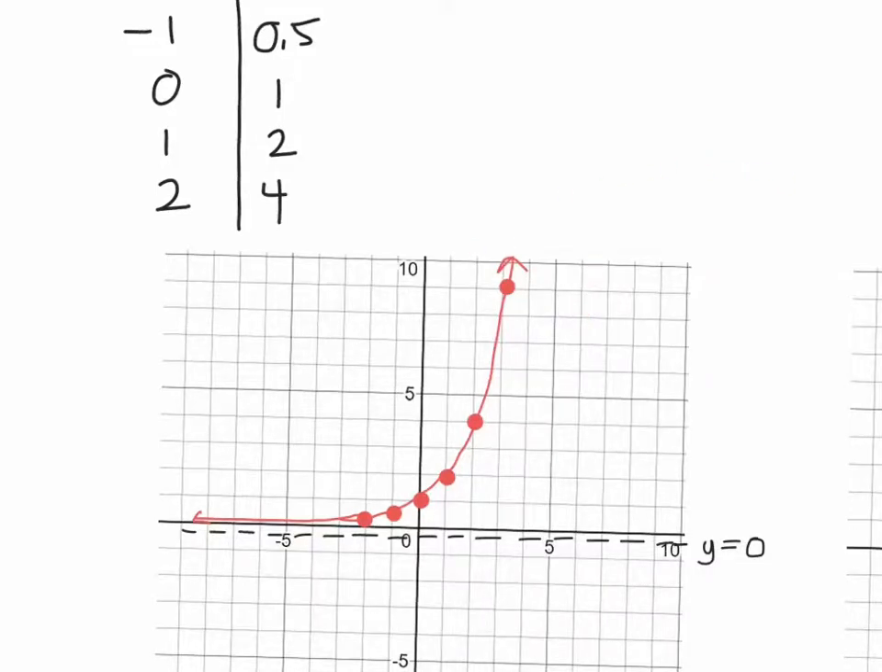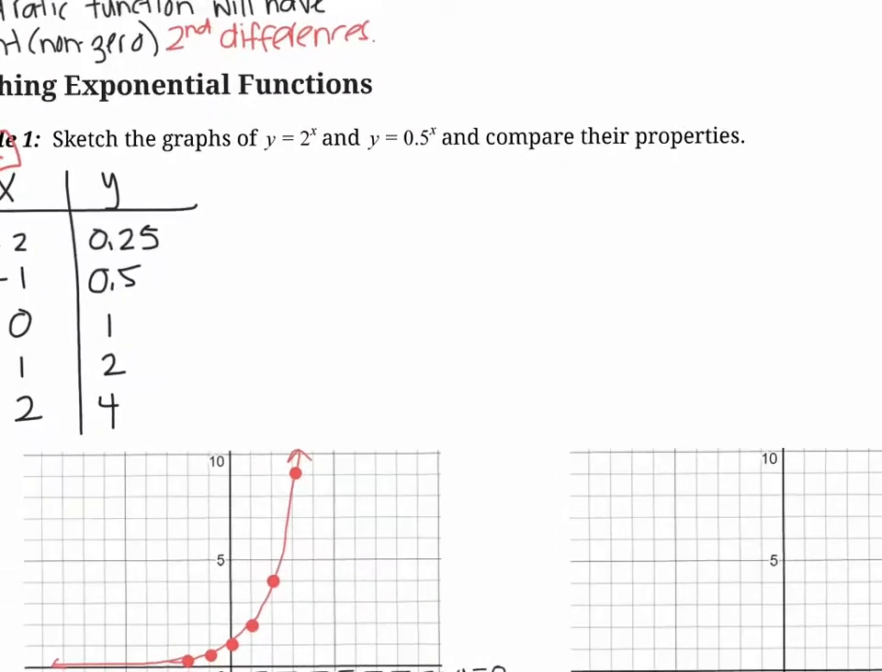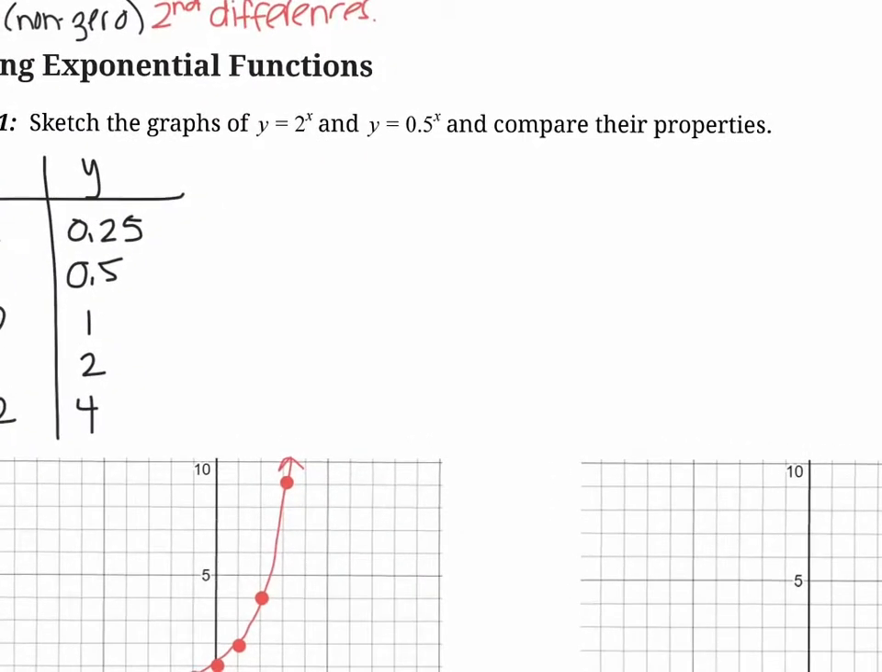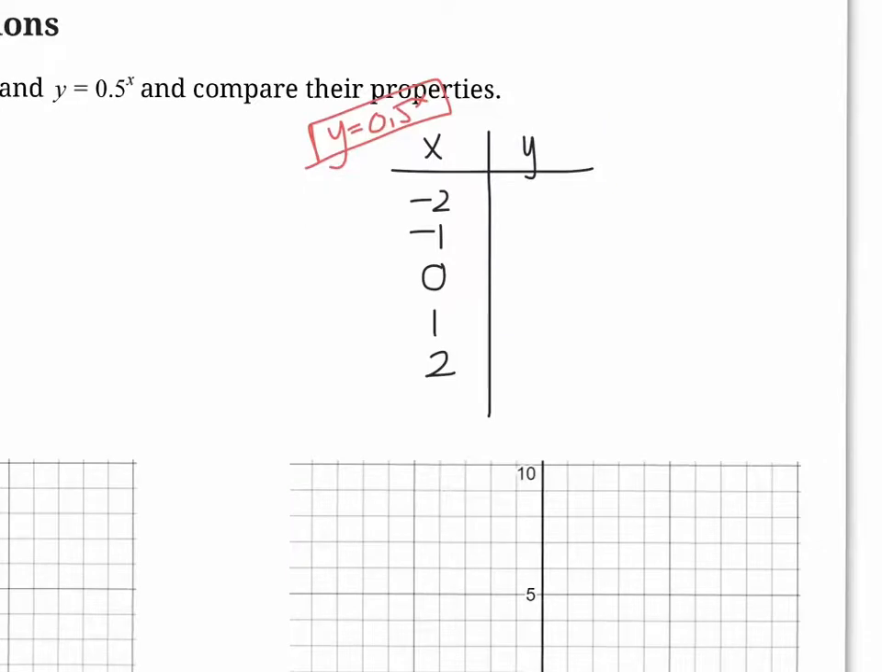How about an equation like this guy? y equals 0.5^x. So how will that graph differ? I'm going to start a t-table. We're going to plug in our x values and see what comes out for y. So I've set up our t-table.